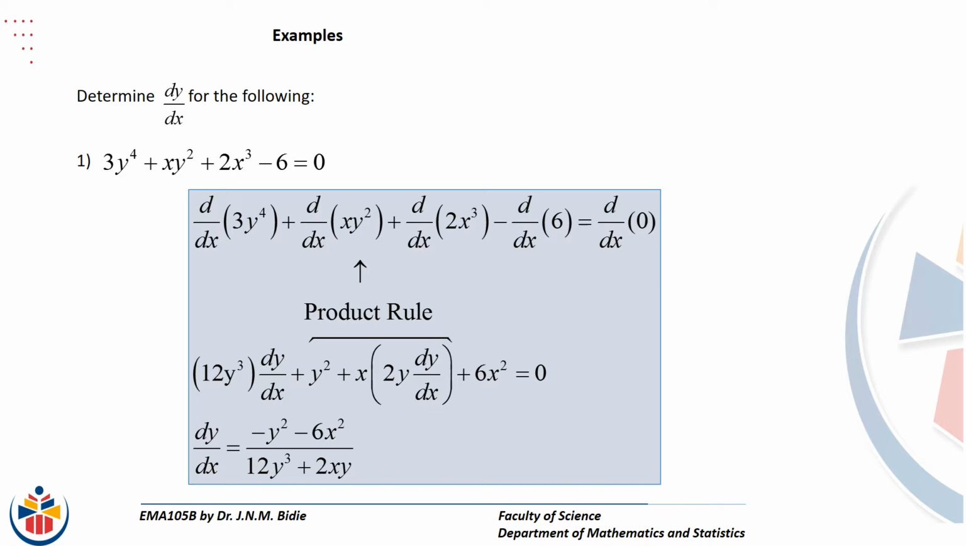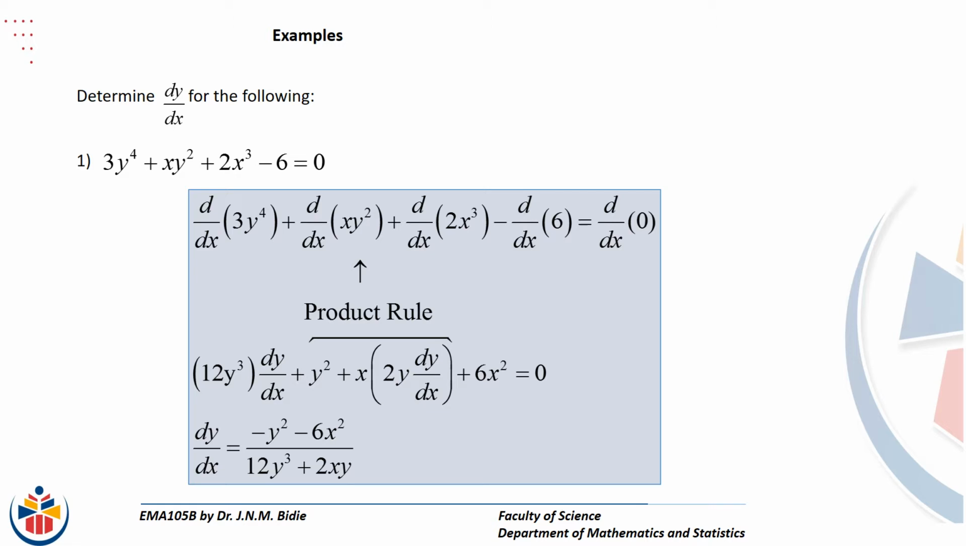In xy squared, if we differentiate x first, we will get the first term as y squared plus x times the derivative of y squared, which will give us 2y times y prime. Plus the derivative of the third term, 2x cubed, which gives us 6x squared, and the derivative of the fourth term, which was 6, gave us a 0. The derivative of the right hand side also gave us a 0, so we just have equal to 0 there. What we do, we rearrange everything and isolate dy over dx, making it the subject.